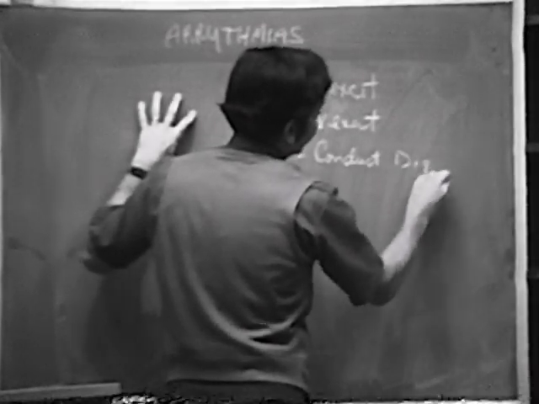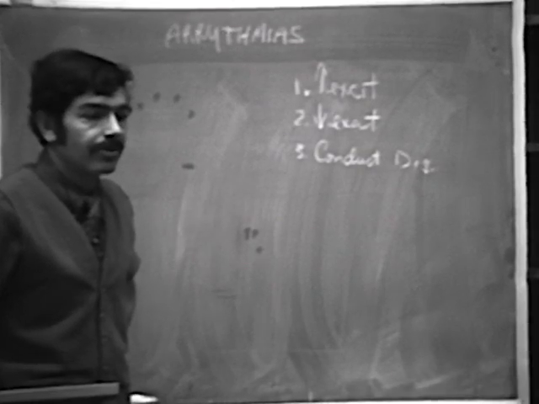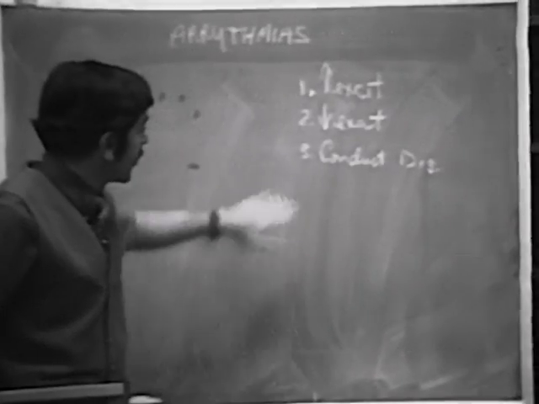Right? Increased excitability of tissue, decreased excitability, and then conduction disturbances. So any arrhythmia that you see, you can eventually break down into one or more of these mechanisms. Sometimes they can be combined. And if you just keep this basic outline in mind, it'll sometimes help you understand a lot about arrhythmias as well.